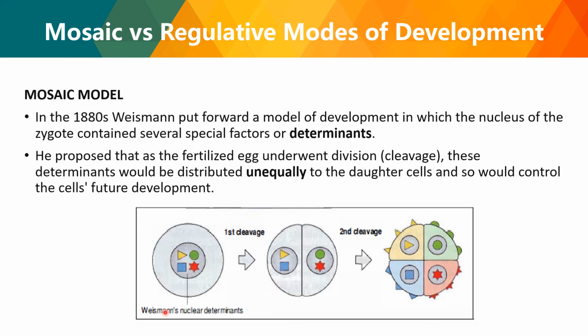So for example, in here, Weismann's nuclear determinants, if there are several determinants or factors in it, during the first cleavage, they can be jumbled. Okay? So he doesn't believe that the daughter cells should be identical. In the second cleavage, you see here that the cells have their own partition. Okay? So that's how he presented the mosaic model of development.